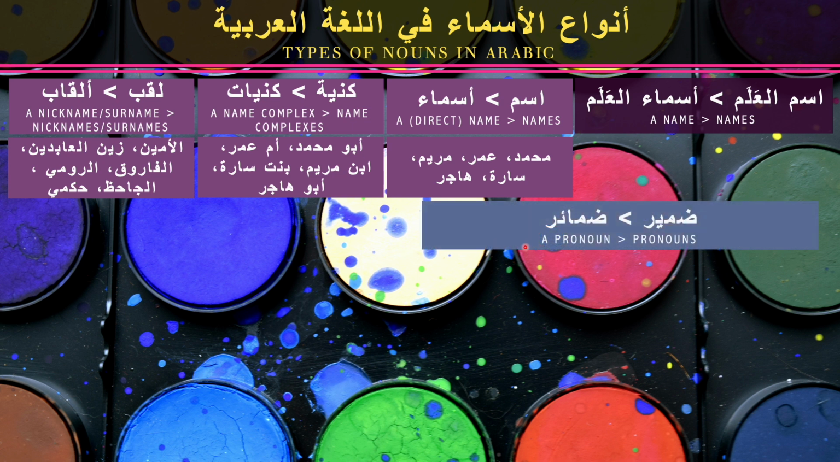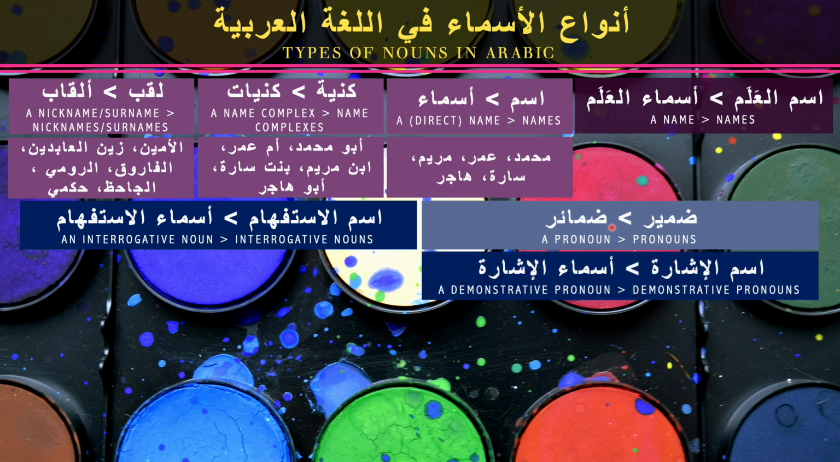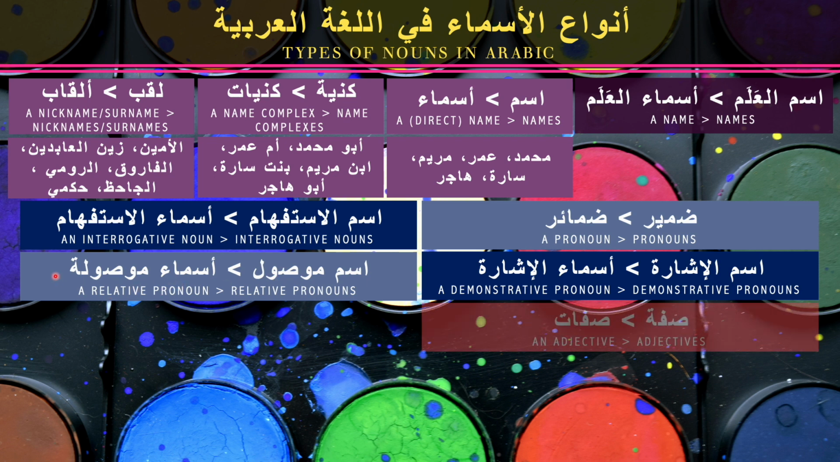Okay, next part. A pronoun, ضمير. The plural, ضمائر. There are a lot of subcategories of pronouns. I'm not going to cover them in this lesson, but I just want you to know that a pronoun in Arabic is considered a type of noun. Then we have interrogative noun, اسم الاستفهام, the plural, أسماء الاستفهام. And then اسم الإشارة, demonstrative pronoun, the plural, أسماء الإشارة. اسم موصول, relative pronoun, أسماء موصولة.